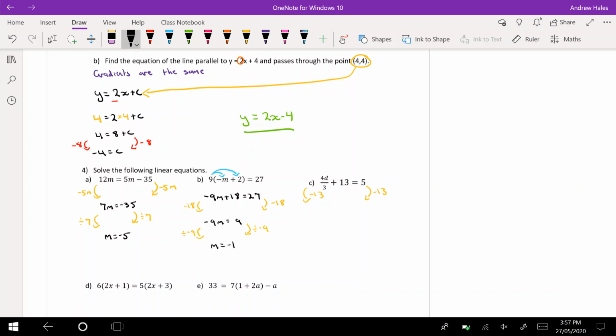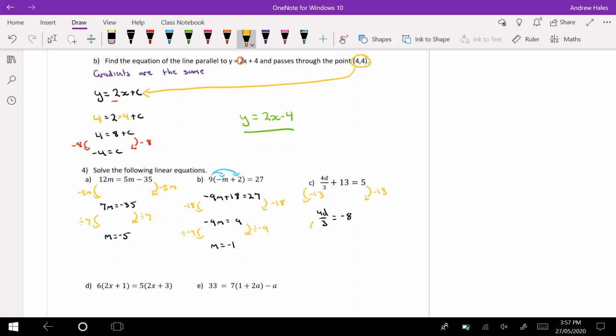Again, guys, just a reminder, you don't need to do these arrows for the test, okay? The arrows are non-essential. It's just showing you my step-by-step working. So 4d over 3 equals, now 5 take 13 is negative 8.